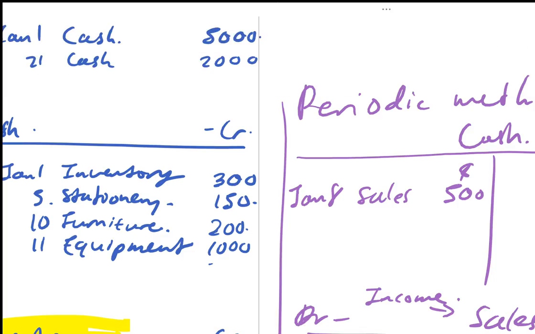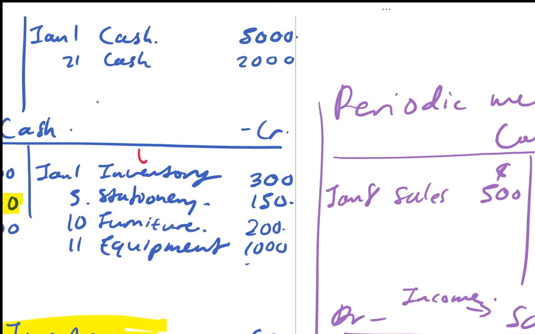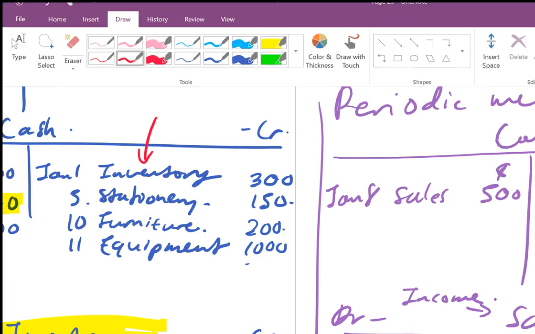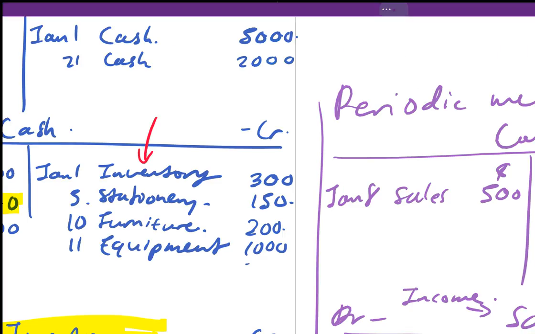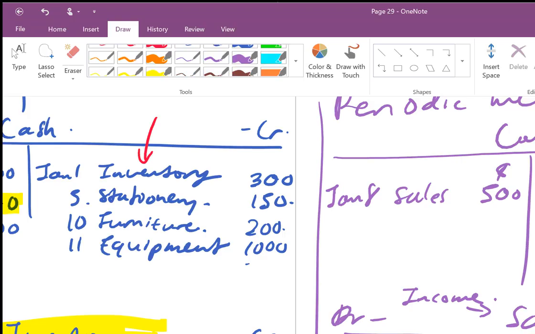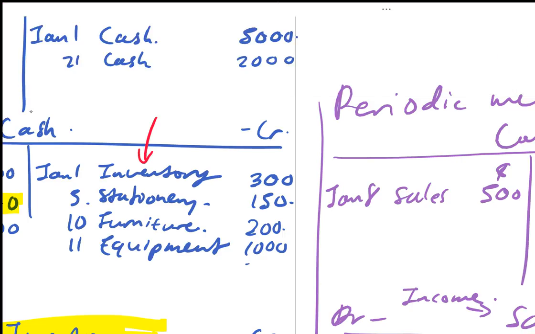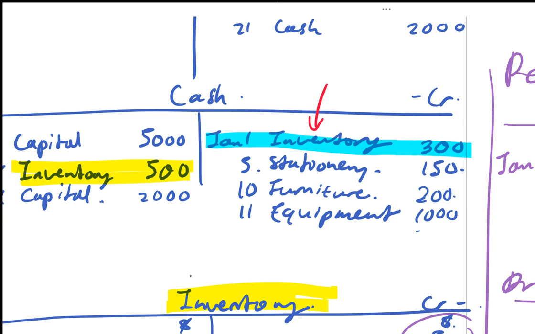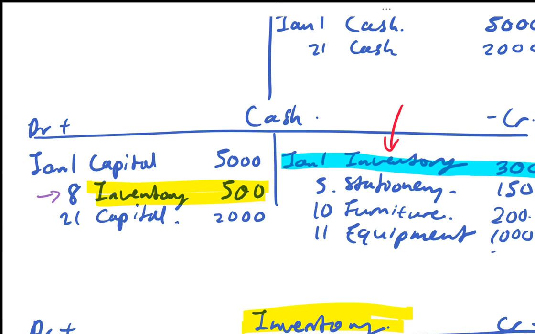Okay, which one is the purchase transaction? Purchase transaction is actually this one, right? Can you see the purchase transaction? Oh, sorry, use green or blue. Purchase transaction is actually this one. Can you see this? This is the purchase transaction.